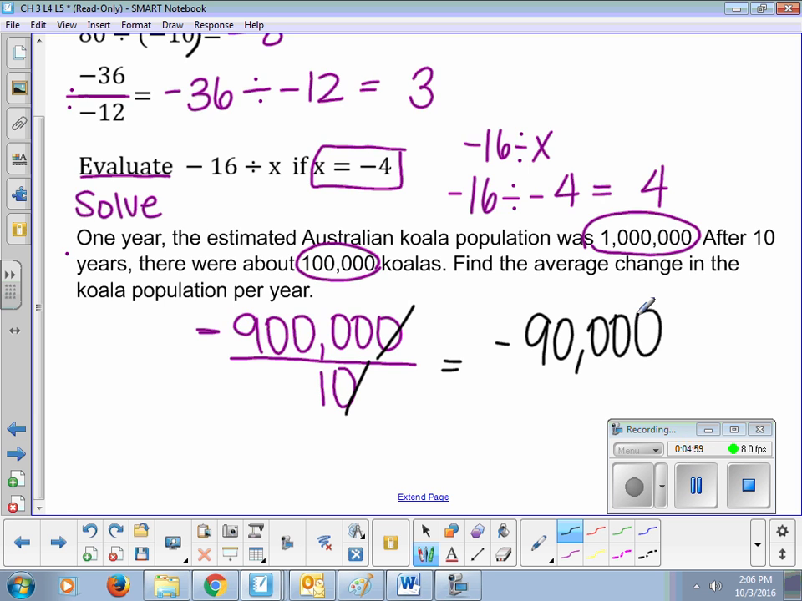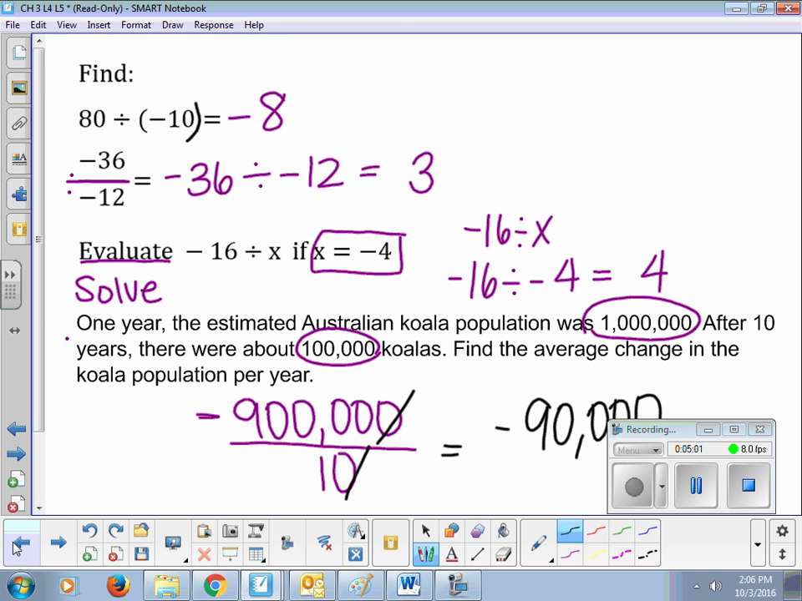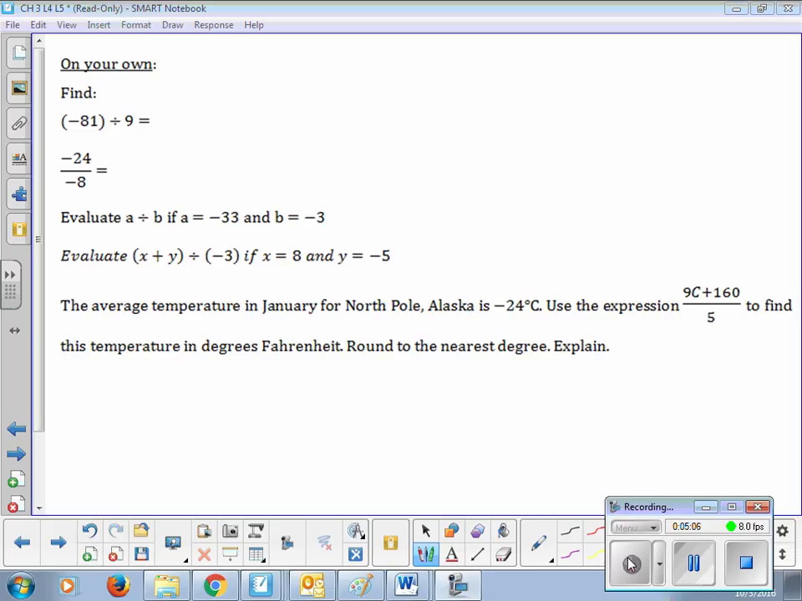Okay, so what I want you to do is go ahead and try the on your own problems. Okay, for the first on your own question, negative 81 divided by 9. What is 81 divided by 9? 81 divided by 9 is 9. And is it going to be negative or positive? Different signs, our answer is negative.